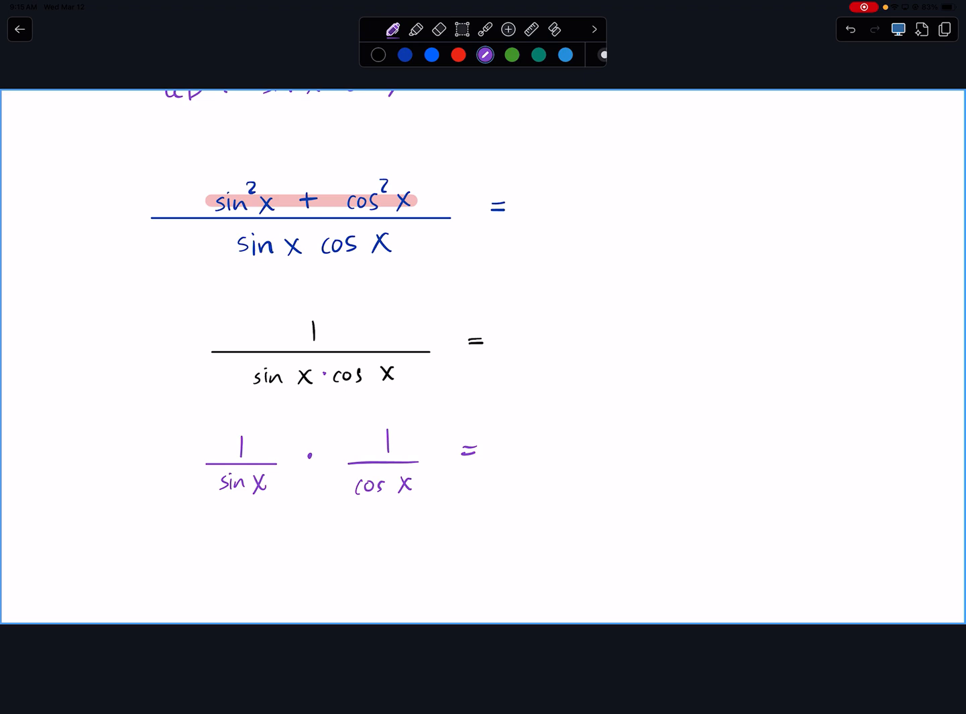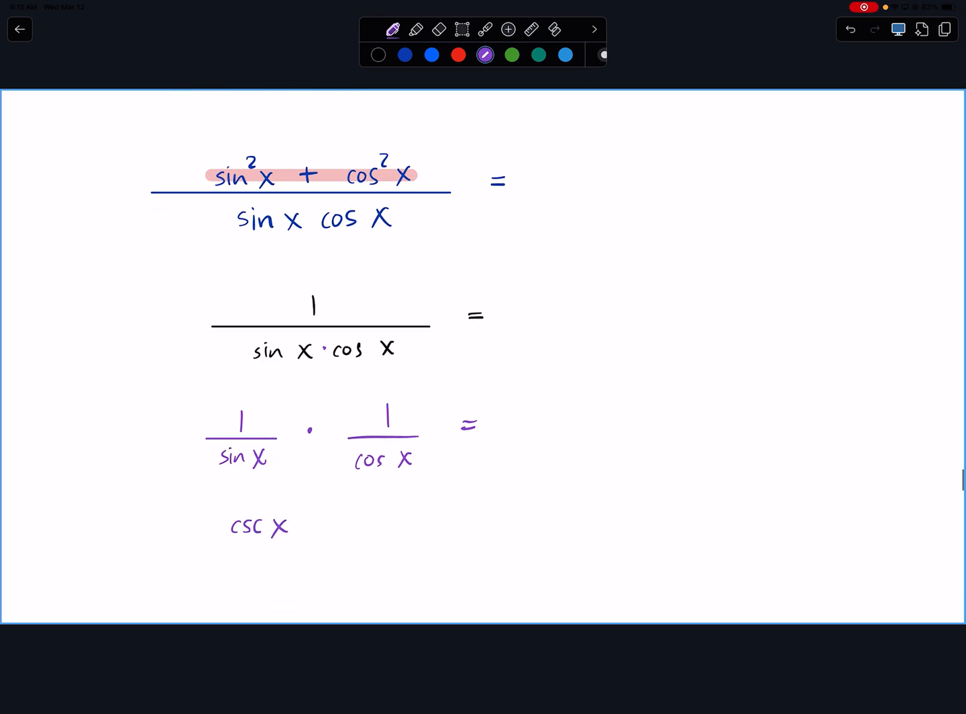And I want to do that because what is 1 over cosine the same as? Cosecant, right? And then 1 over cosine is the same thing as secant x, right? Is equal to secant x cosecant of x. Okay.